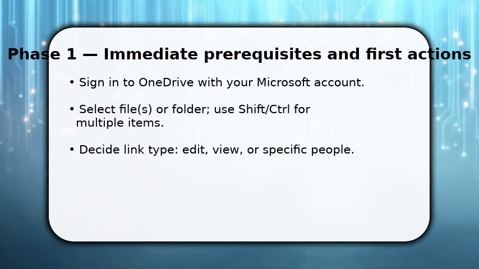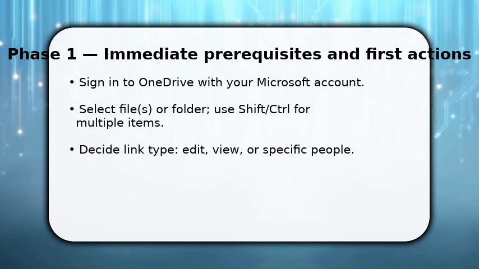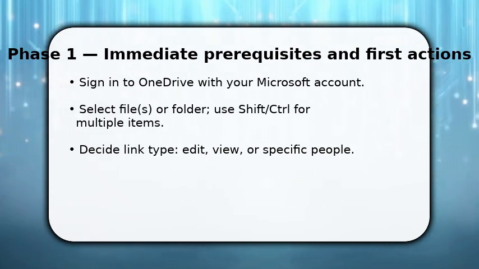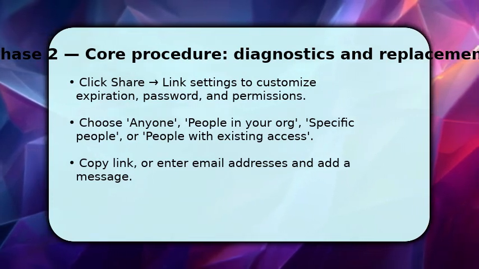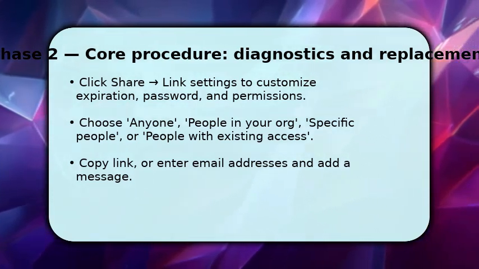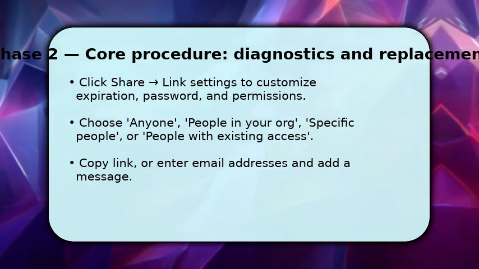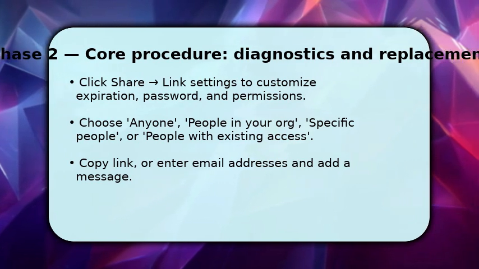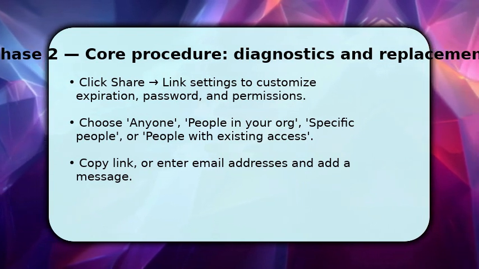Those options add security. Now that your item is selected and permission intent is chosen, move on to generating the actual link or invitation. Once the Share pane opens, customize the link settings so it matches your security needs. Select who can use the link, anyone, people in your organization, or specific people, then toggle editing, set an expiration, or require a password. If you need to, change download permissions and block editing.